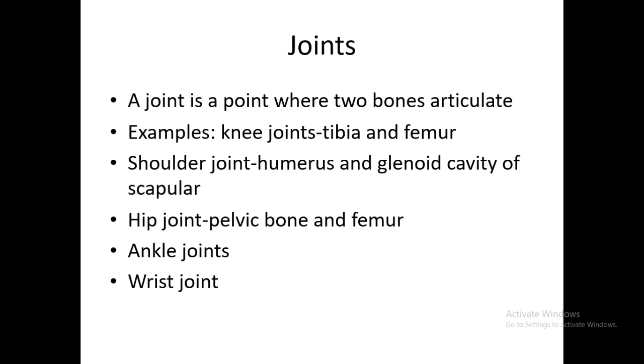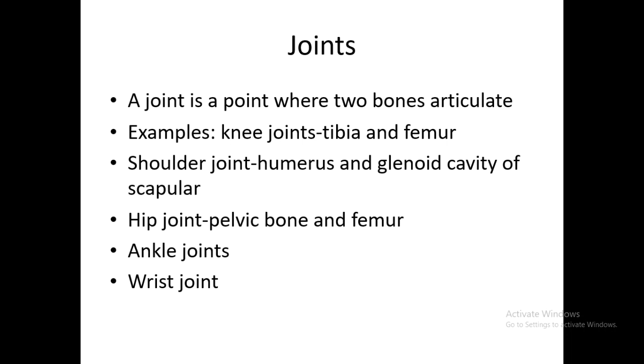Joints. A joint is a point where two or more bones articulate. Articulate means where they move from. So the examples of these joints, we have the knee joints, tibia and femur, where the tibia articulates with the femur. That's the knee. When you touch your knee, there's a point where the two bones articulate, the femur with the tibia. So that one forms a joint.